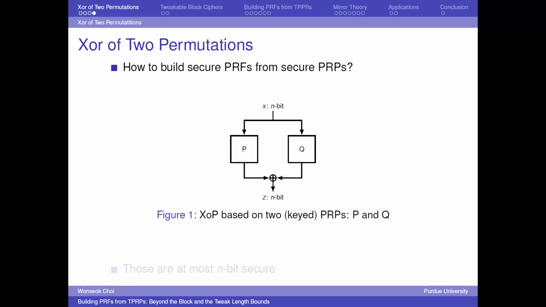So this is one of the most common ideas for how to make PRFs from PLPs. You can use the same input to 2 different permutations and XOR the outputs. In this way, we can obtain an n-bit secure PRF, and it is actually trivially tight n-bit secure, because if you make all the n-bit inputs and XOR all the outputs, then it becomes 0, while the random function may not be 0.